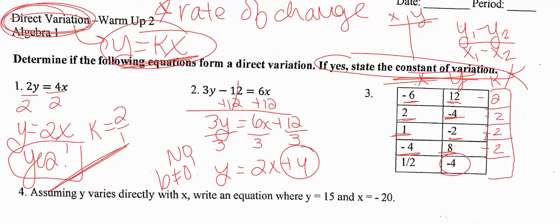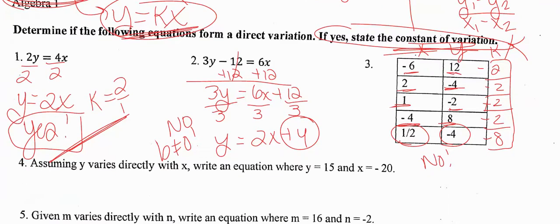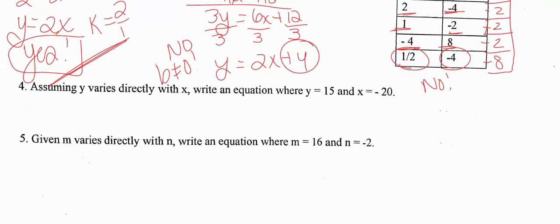If I do negative 4 divided by 1/2, hopefully you know to use your calculator. If you type it in your calculator, you get negative 8. I know this is not a direct variation because not all my k's match. If all of my k's match, I would then say y equals negative 2x, but they don't, so I can't write that. Okay? So hopefully you're okay with that. Let's go ahead and keep going.